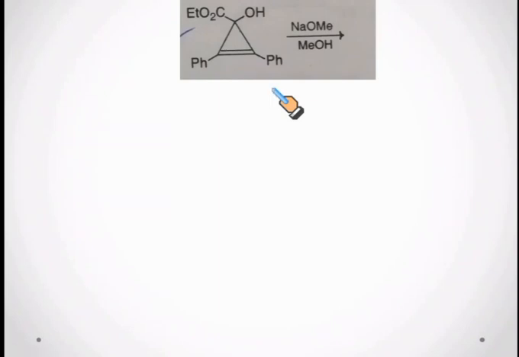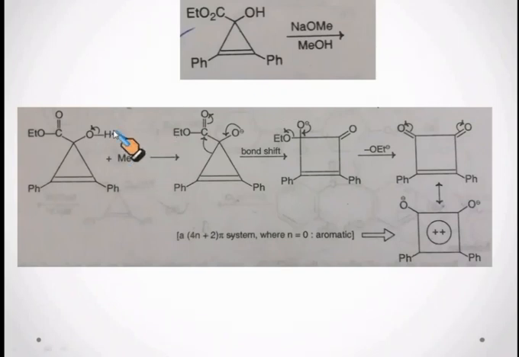Now what happens when this is treated with sodium methoxide in the presence of methanol? This compound undergoes reverse benzilic acid rearrangement. First, this alpha hydroxy ester, under alkoxide ion, loses a proton from the hydroxyl group and generates this compound. Then this compound undergoes this type of change and forms this compound. Then the loss of ethoxide ion takes place in this way and generates this compound, and this compound exists in this form, and the driving force of this reaction is the gain of aromaticity in the final product.